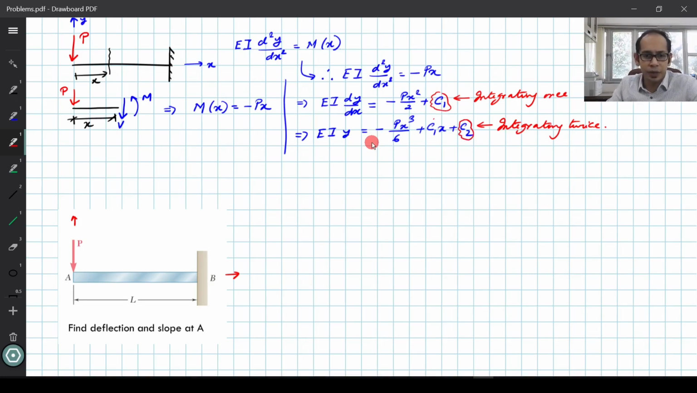Using the boundary conditions. Now here the boundary conditions can be what? At this end B that you have over here, that is at x equals L, your slope is 0, because for the cantilever, at the part that is fixed, the slope is 0, as well as the deflection y equals 0. So we can use those two boundary conditions to find the constants c1 and c2. So let's go ahead and do that.